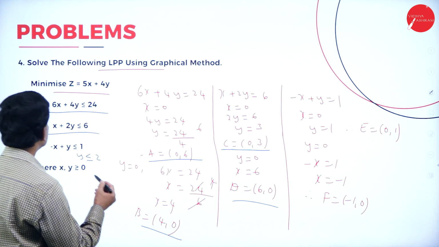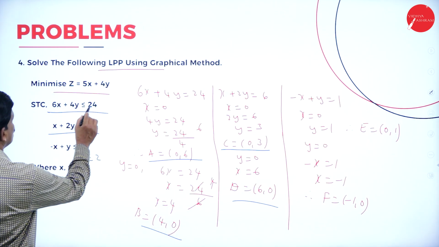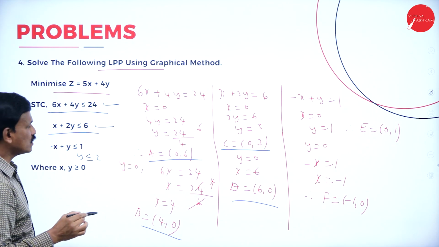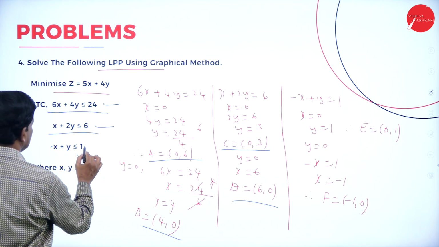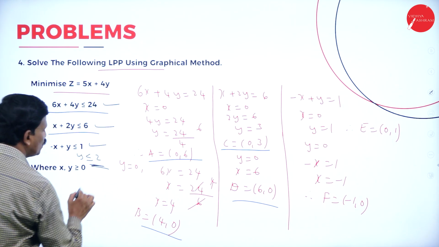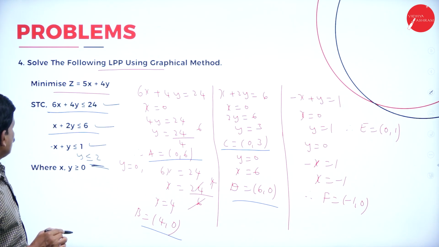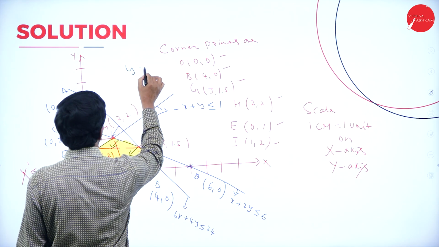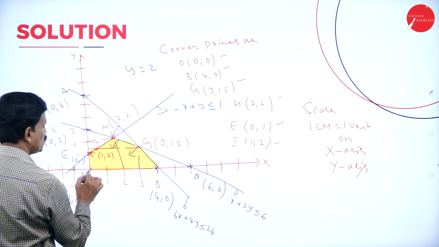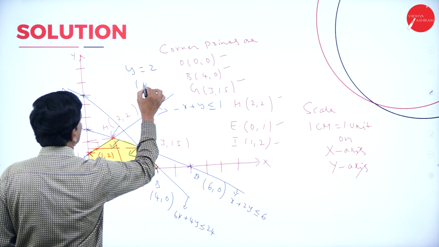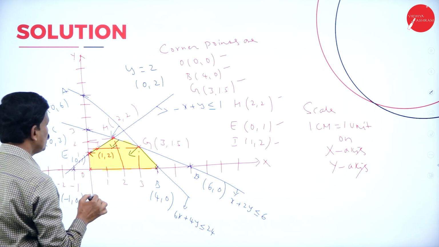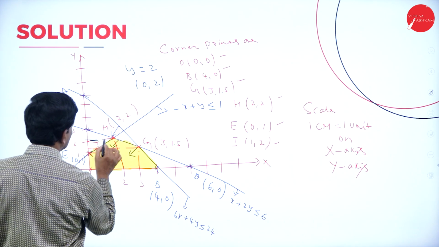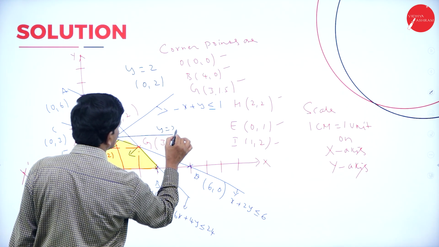Okay. Now let me check what are the given conditions. 6x plus 4y is less than or equal to 24. And x plus 2y is less than or equal to 6, minus x plus y is less than or equal to 1, and one more constraint is there, that is y is less than or equal to 2. So here y is less than or equal to 2 means y is equal to 2, and this is the line.